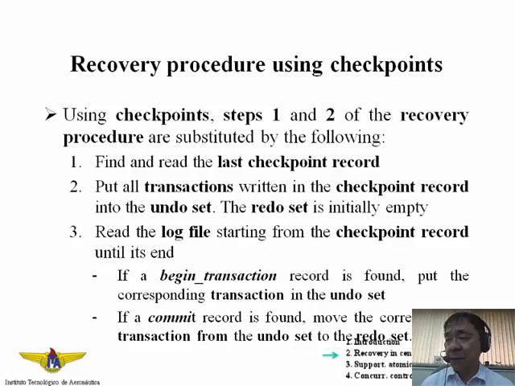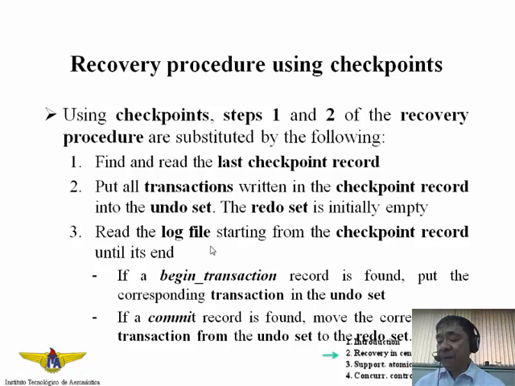So you're going to have two sets. One is the undo set, which has uncompleted transactions. The other is called the redo set, which has all the transactions that were committed. The undo set has the transactions that were in the last checkpoint record, and the redo set is initially empty. So you read the log file starting from the last checkpoint record until its end.